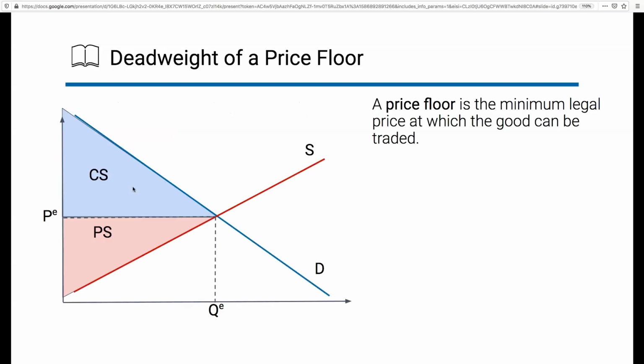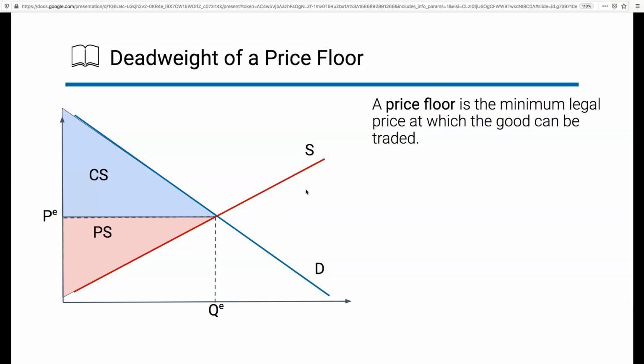You should remember that a price floor is the minimum legal price at which the good can be traded in the market. And for a price floor to be effective, the price floor has to be above the equilibrium price in the market. So if the government decides to introduce the price floor, that means that it wants to help suppliers. And the example of a price floor that you should recall is the price support program for the dairy producers. The government maintains artificially high prices for dairy products so that dairy producers are not making losses.